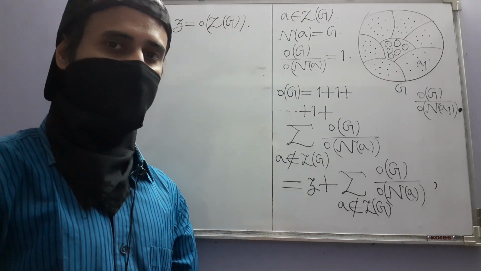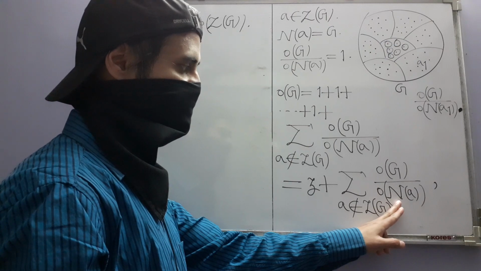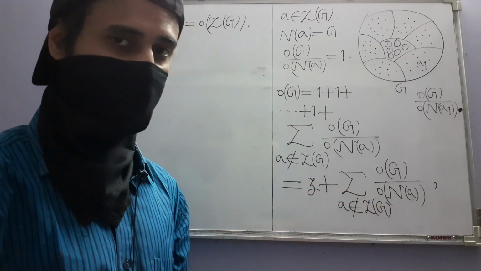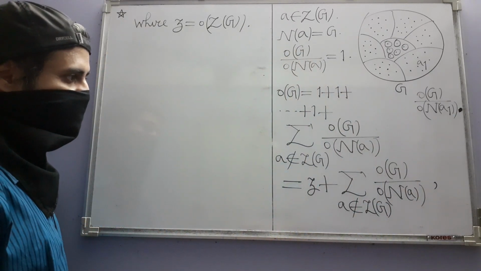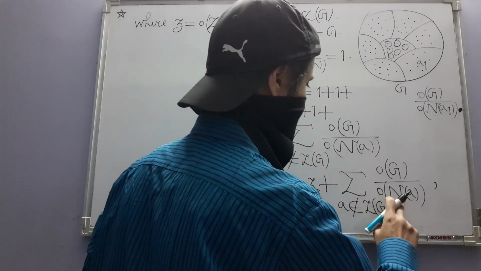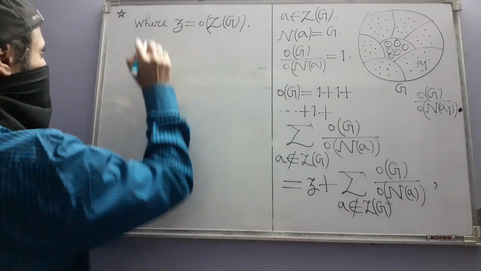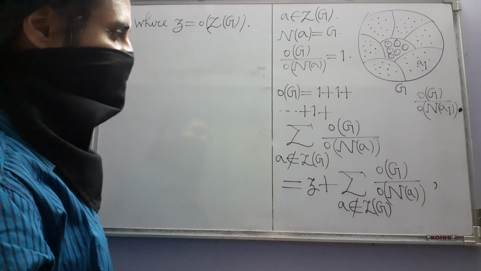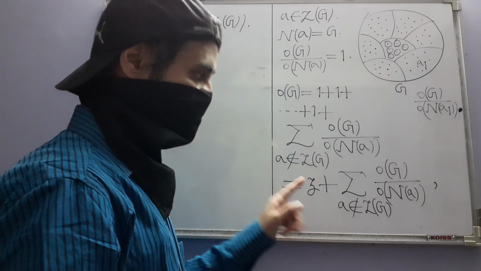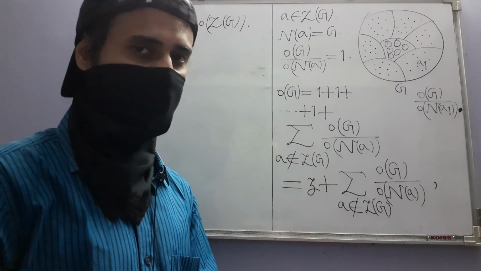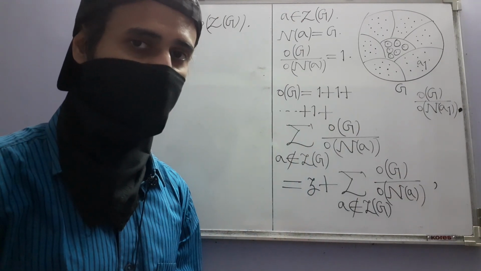Okay, now something very interesting happens. Do you remember what happened to these NAs for non-central elements? It turns out that NA is not equal to G. But then what will happen? If NA is not equal to G, that means NA is a proper subgroup of G, and by the condition that we now have on G, p to the power m does not divide the order of any proper subgroup of G. In particular, p to the power m does not divide these orders as well.